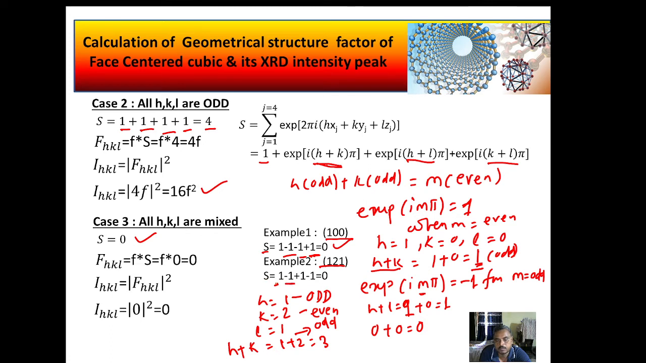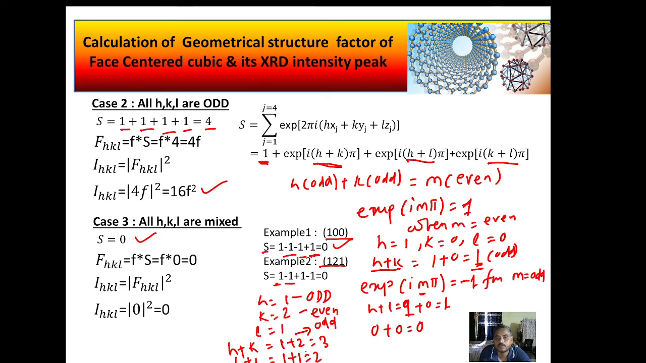So this one is the first one that is coming from this term, and the second term we found is minus 1. Let us see the second term, that is H plus L is equal to, H is here 1 plus L is 1, so it is 2.